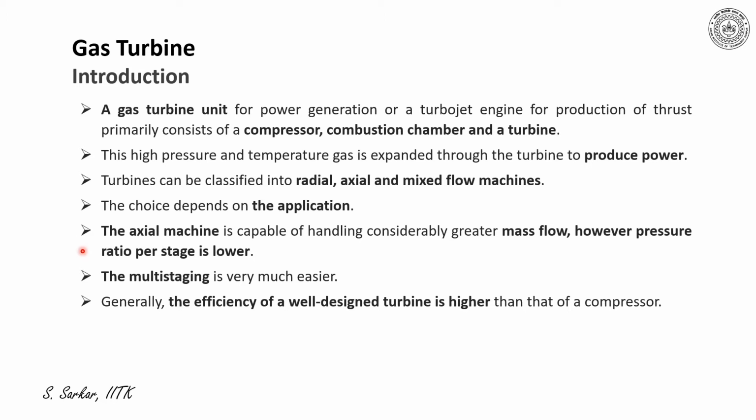Furthermore, it should be noted that the axial flow turbine is capable of handling comparably higher mass flow rate. However, pressure ratio per stage is lower than the radial flow machines. However, multi-staging is much easier here as compared to the radial flow turbine. The efficiency of a well-designed turbine is generally higher than that of a compressor.